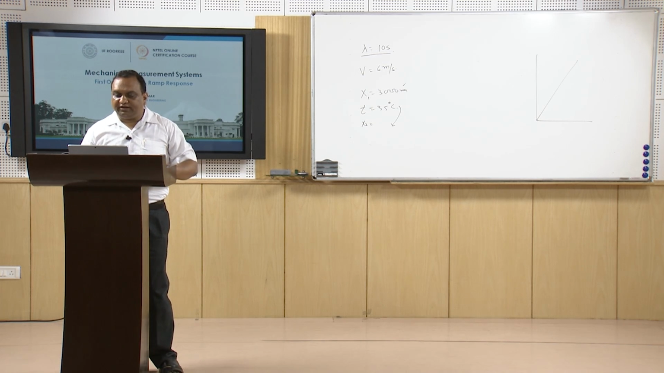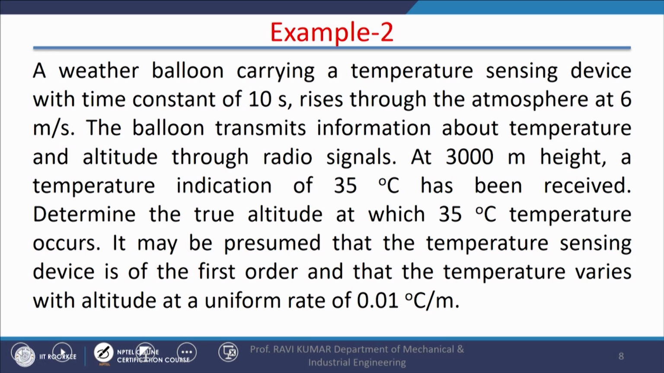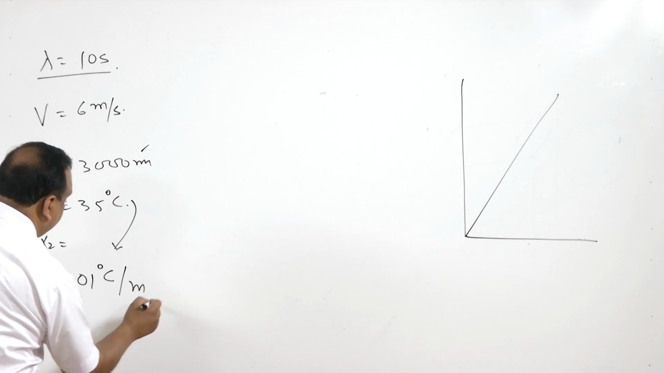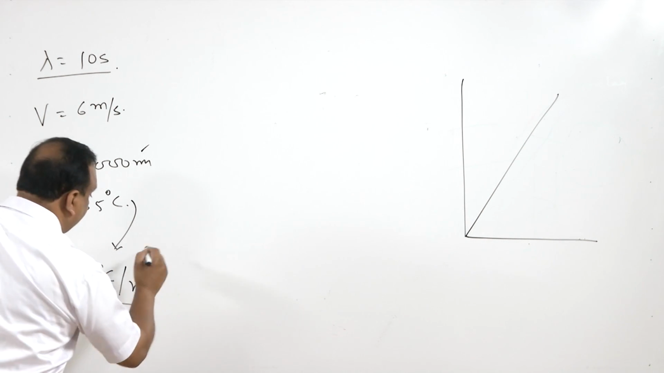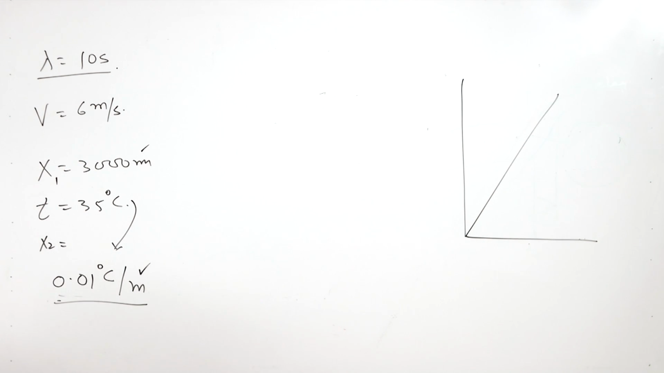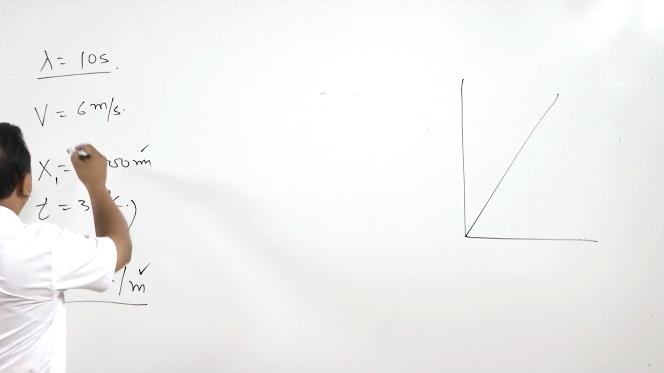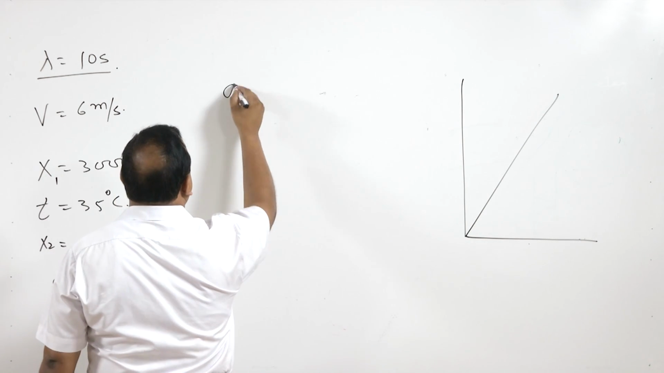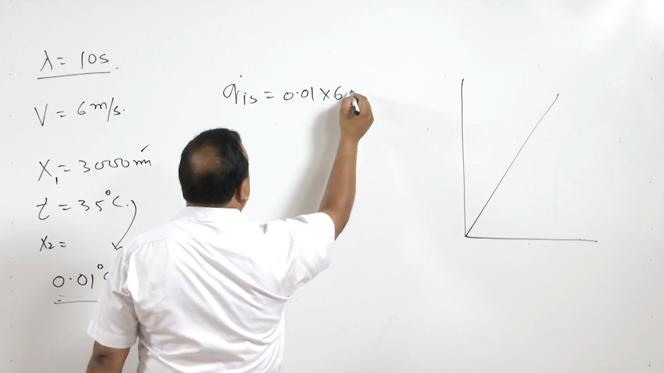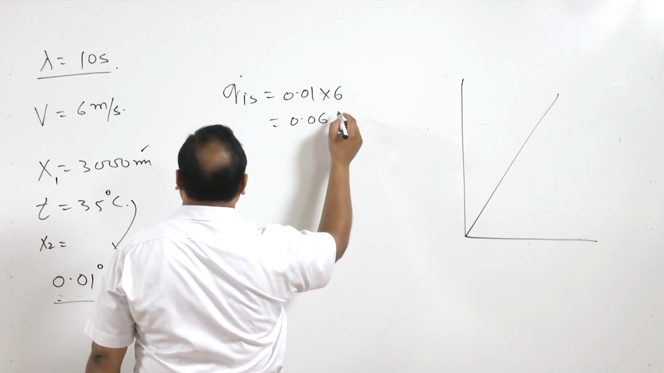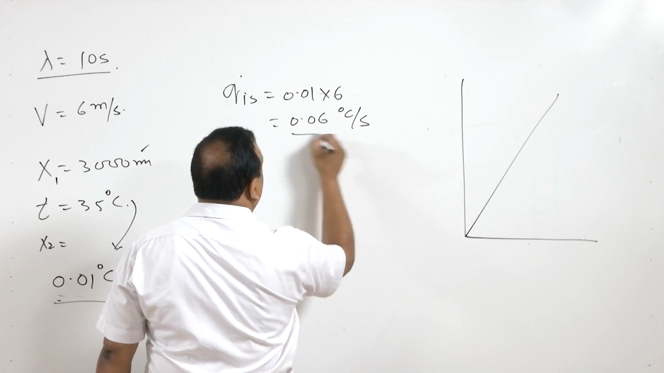It may be presumed that a temperature sensing device is of the first order and the temperature varies with altitude uniformly at 0.01 degrees centigrade per meter. Temperature is changing, right? Now, here the temperature is changing with distance. This is not the rate of input. In order to find the rate of input, we have to multiply these two and then we will be getting 0.01 multiplied by 6, 0.06 degrees centigrade per second.